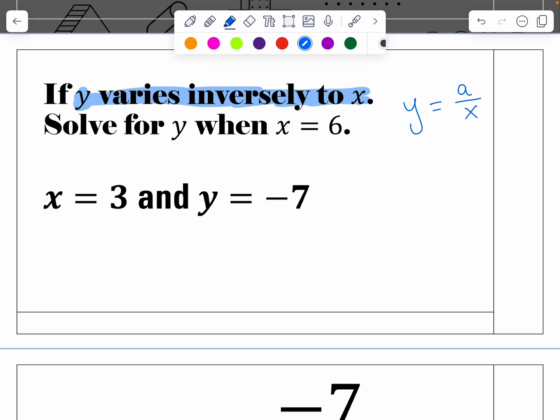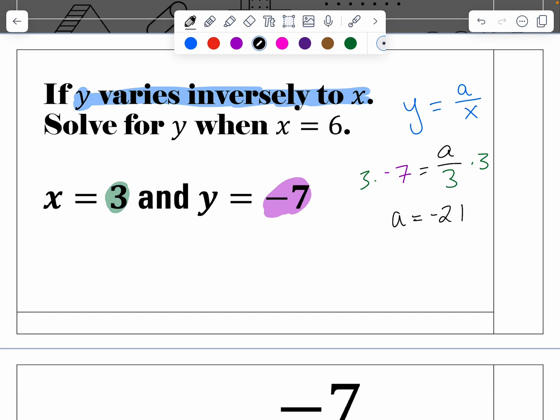So I know that y is -7. So I'm going to plug that into my equation for y. So I have -7 is equal to, I still have no idea what a is. It's, again, still a number, but I don't know what it is. But I know that x is 3. So I can plug that in. So now I got to get that 3 out of the denominator. We multiply by 3 on both sides. So now I get a is equal to -21.